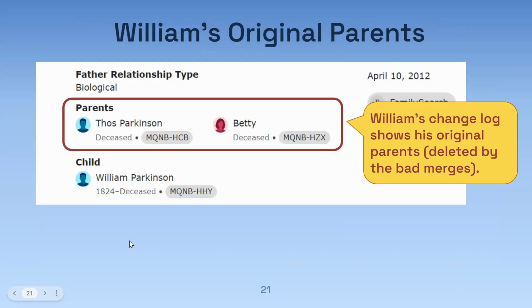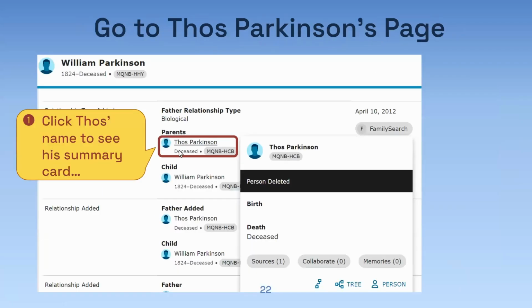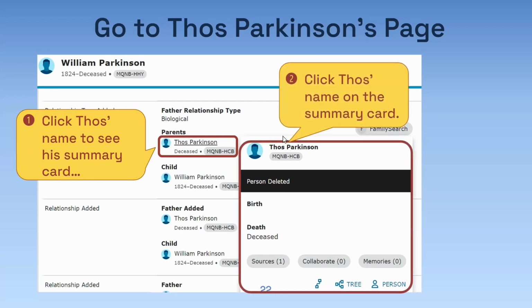But we know there are bad merges on the parents. So how do we go about fixing them? Well, the change log for William shows his original parents that were deleted in the bad merges. So what we want to do is go to those parents and restore them. And it's pretty simple in the change log. You just click the name of the parent that you want to restore and you get their summary card. And you notice it says that the person was deleted. Then you can either click the name or you can also click person. They do exactly the same thing.